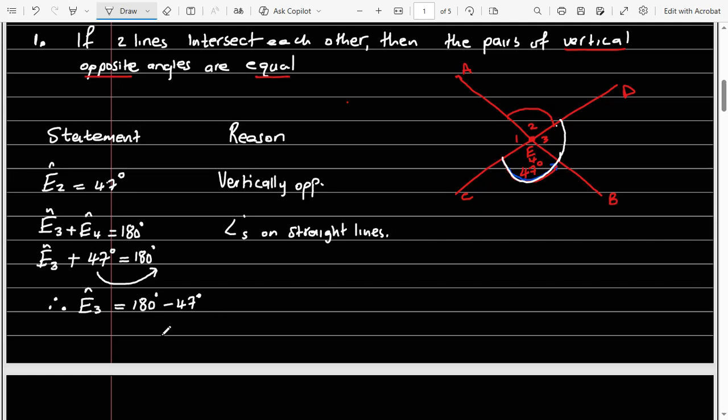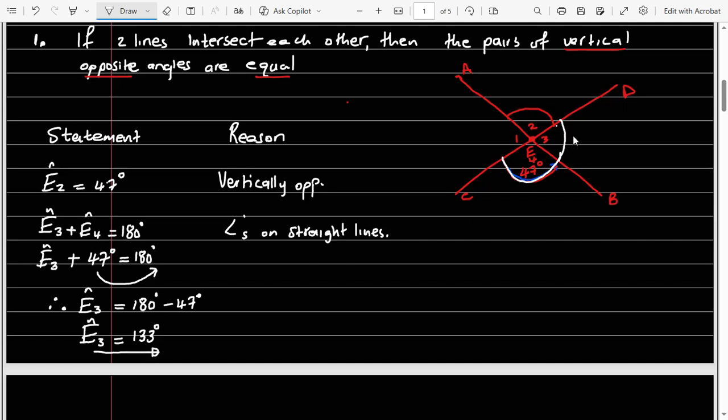So now, when I put this on the calculator, what is angle E3 equal to? Angle E3 will be 180 minus 47. So 180 minus 40 is 140, minus 7 is 133. So this will be 133 degrees. So that is angle E3.